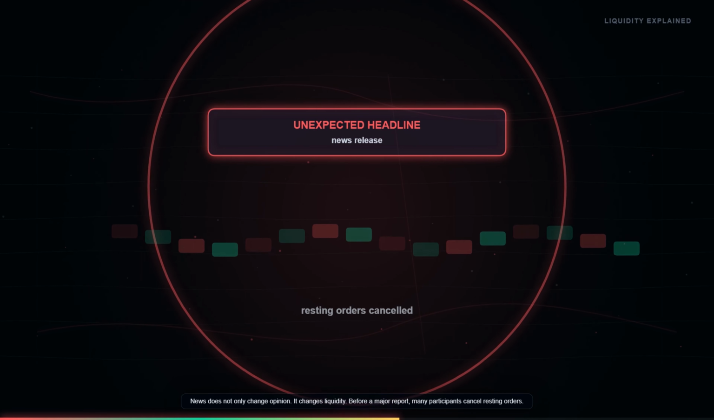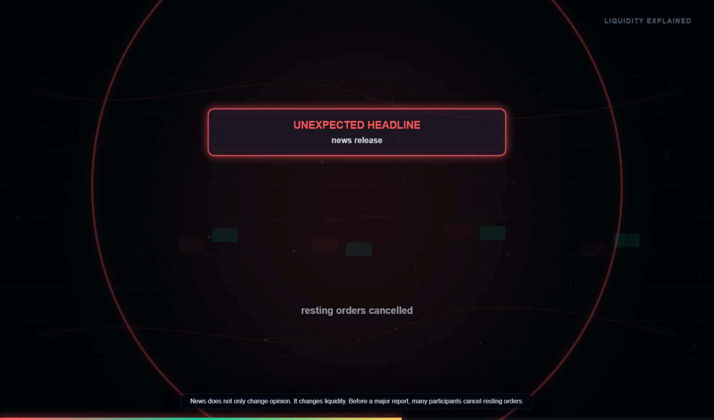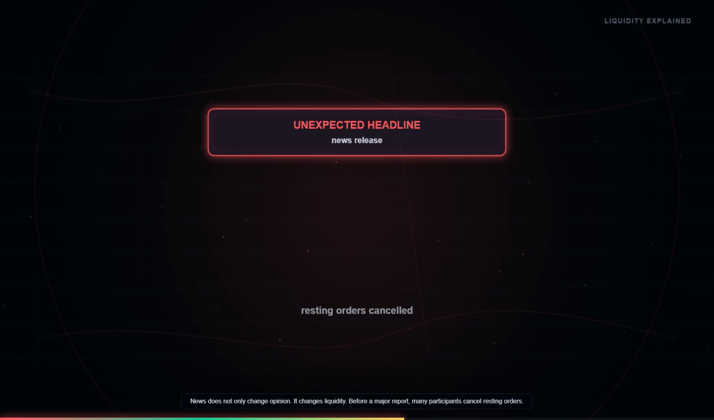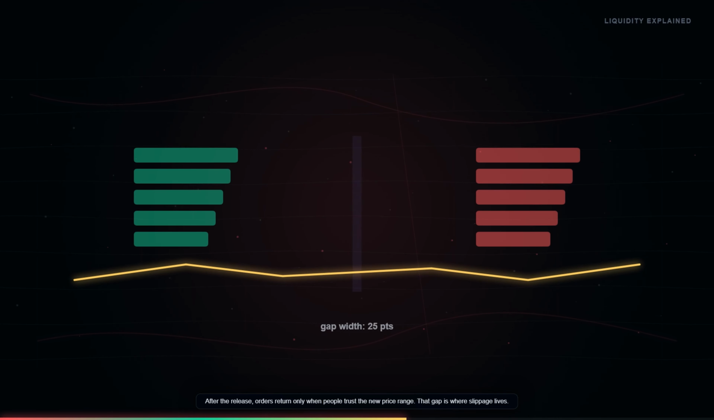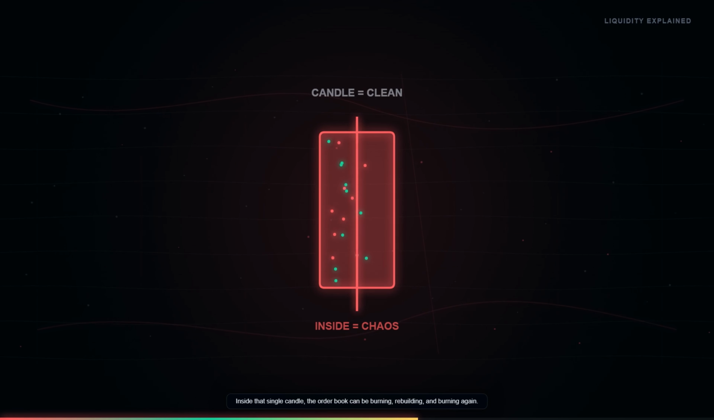Before a major report, many participants cancel resting orders. After the release, orders return only when people trust the new price range. That gap is where slippage lives. Inside that single candle, the order book can be burning, rebuilding, and burning again.